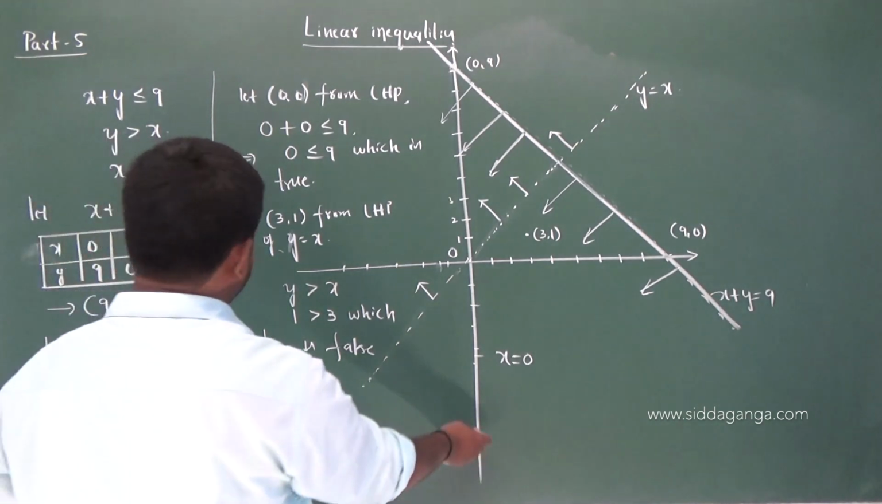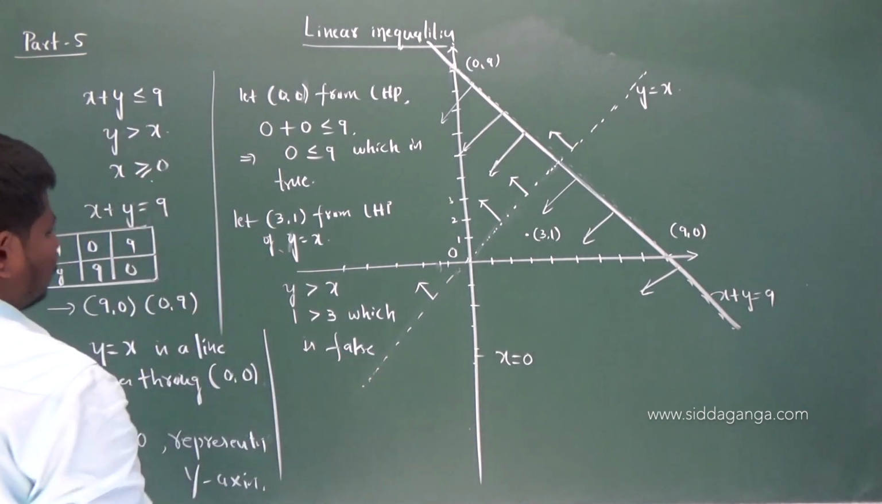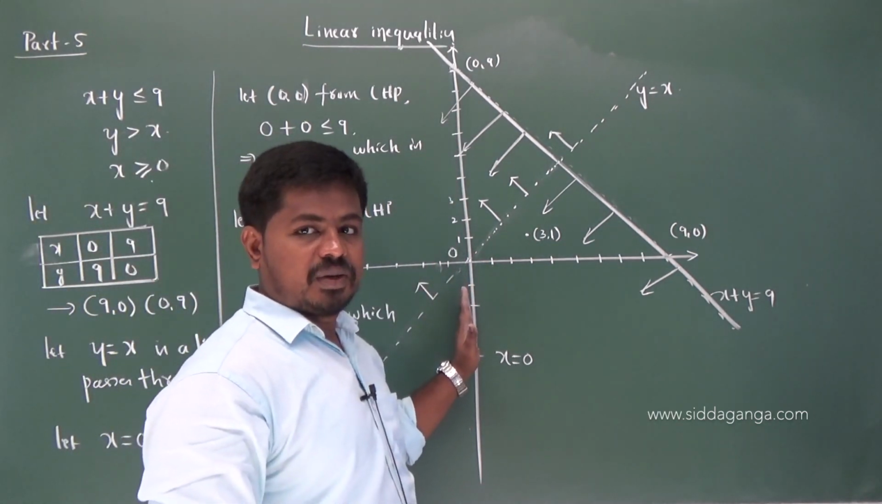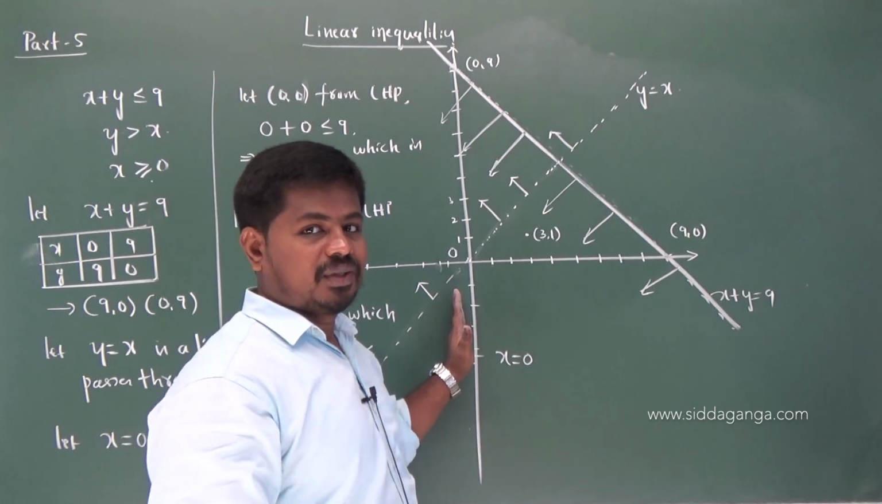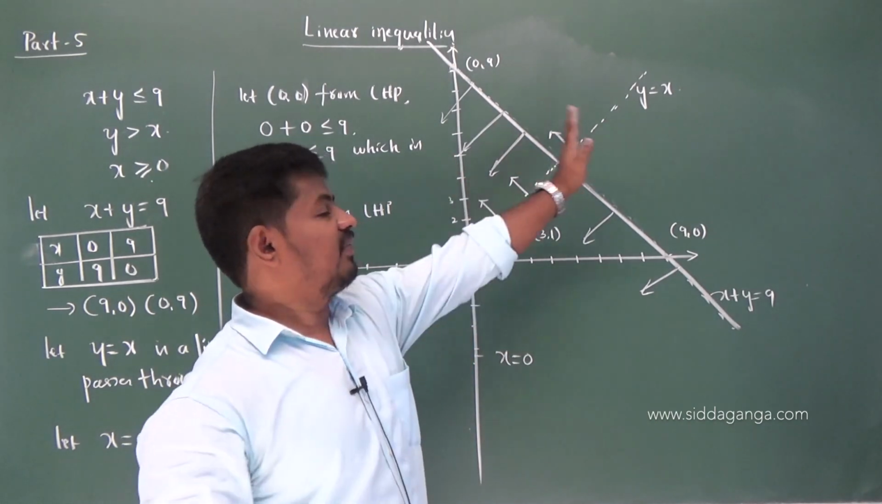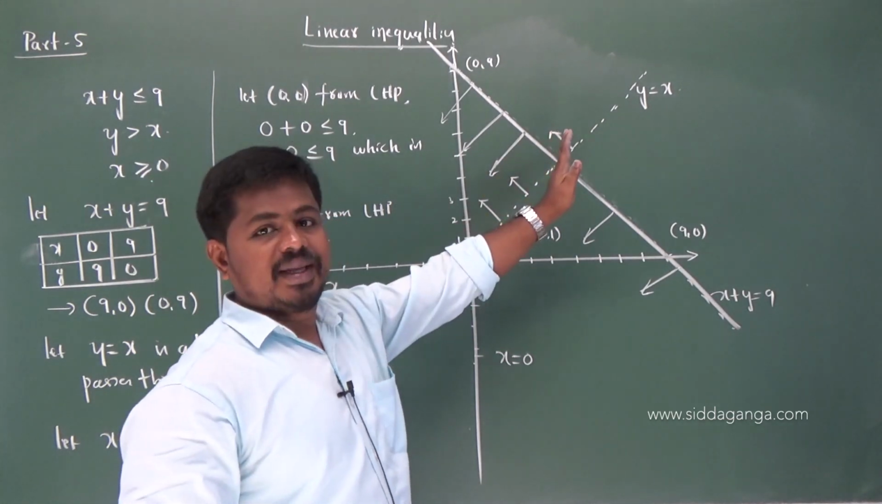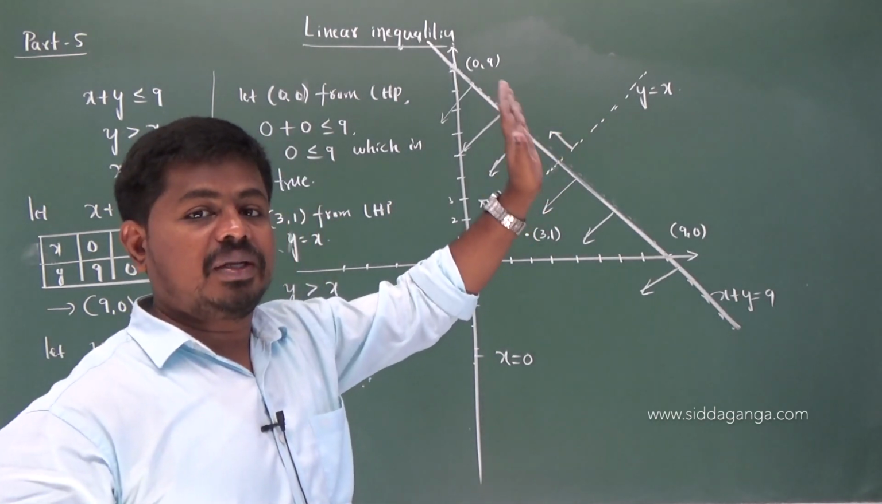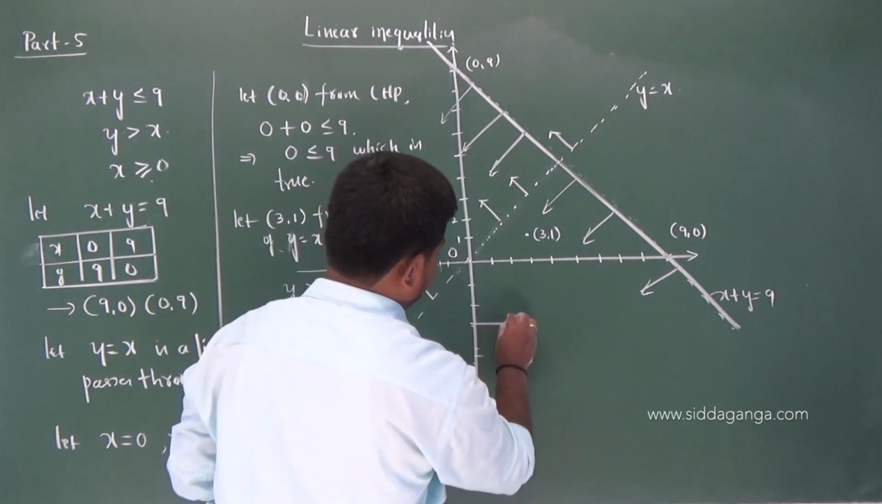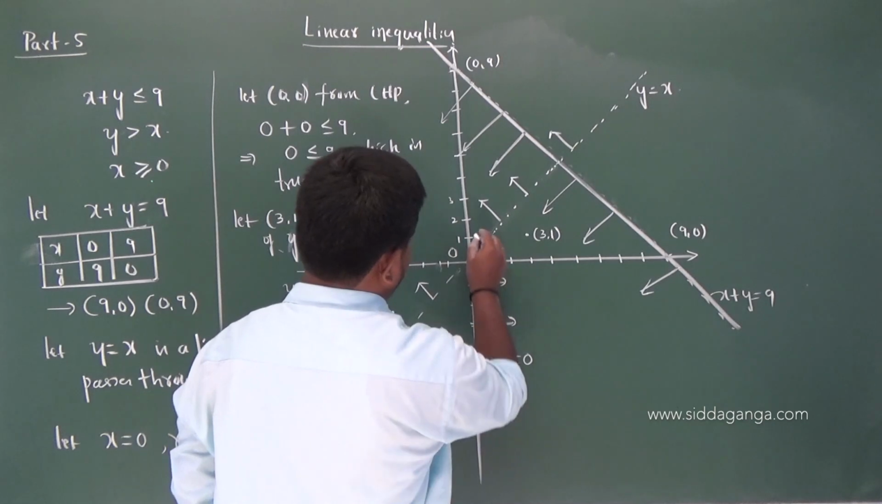Now, for x is greater than or equal to 0. What does x greater than or equal to 0 mean? This is x equal to 0. Then x greater than or equal to 0 means you have to take the values to the right side of the y axis. So the solution region is to the right of the y axis.